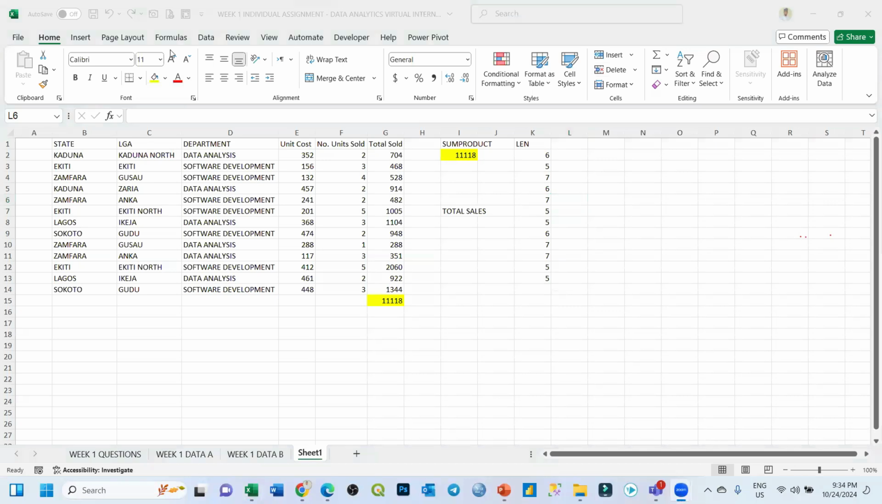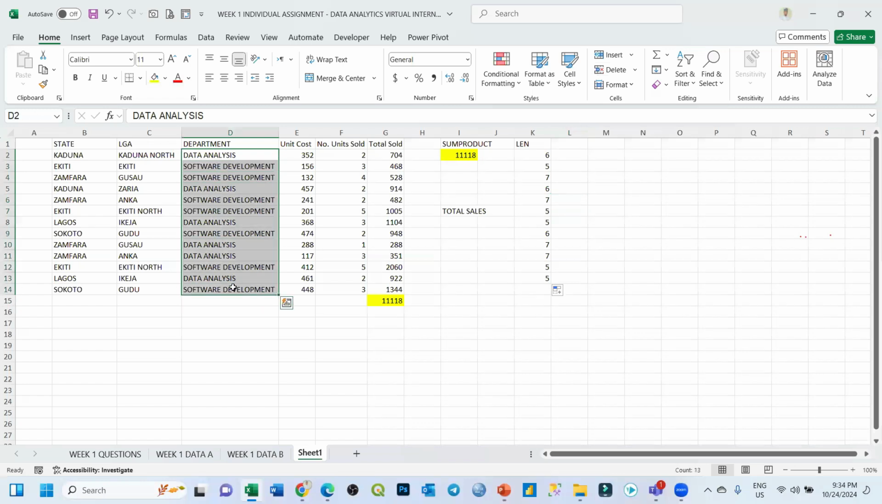What you can do with text to column is this: when you have data, for example a full name, you want to separate it into first name, surname, and other name. Or maybe it's a name of states. Maybe you want to remove something from the data, you use text to column to do that. For example, now we have data analysis and software development. I just want to take one, I want to remove the other one. Maybe I want to remove the analysis and the development. Let's say that's what I want to do. So I use text to column for that. That's what text to column is all about.